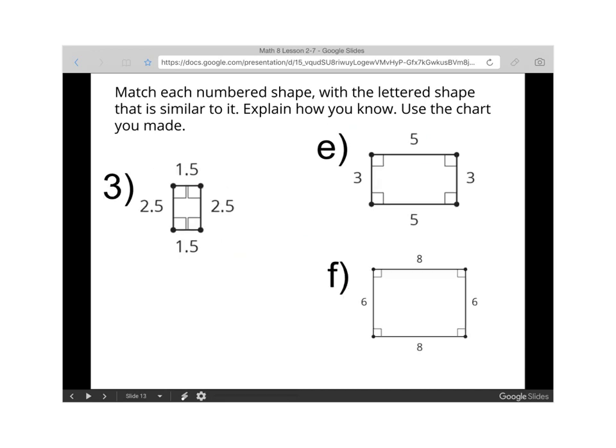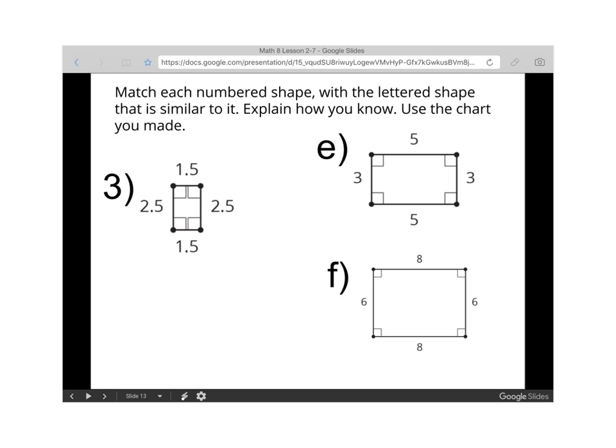Take a second and try out number 3. Number 3 is kind of interesting in that it looks like our shape is not only dilated, but also rotated. We can see the small side lengths are on the top and the bottom, whereas on E and F, the small side lengths are on the sides. Since these are rectangles, we know the angles are going to check out, since all angles are 90 degrees. So let's take a look at the side lengths.